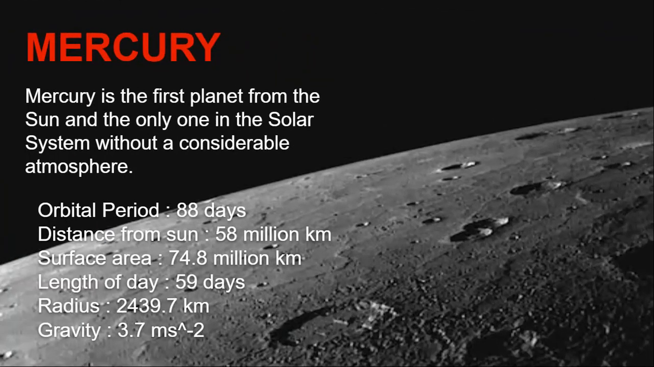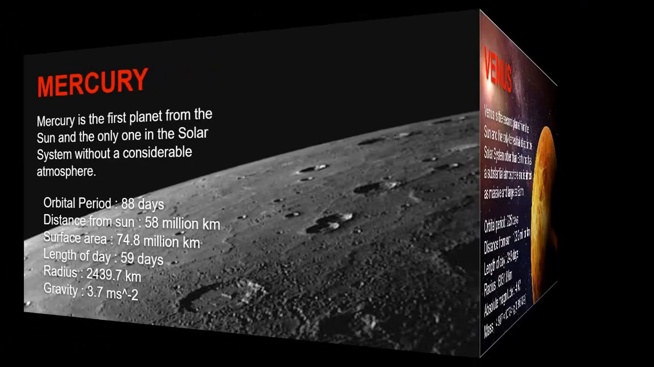Mercury. Mercury is the first planet from the Sun and the only one in the solar system without a considerable atmosphere. Orbital period is 88 days. Distance from Sun is 58 million kilometers. Its surface area is 74.8 million kilometers and length of the day is 59 days and its radius is 2439.7 kilometers and its gravity is 3.7 meters per second square.